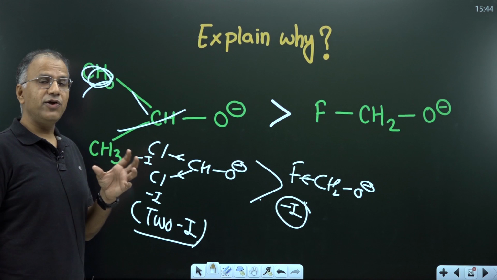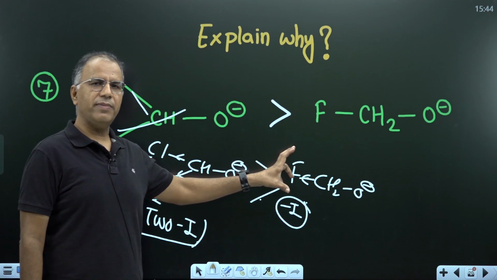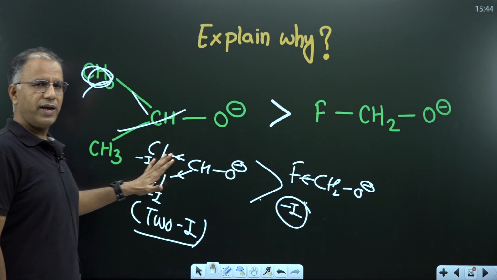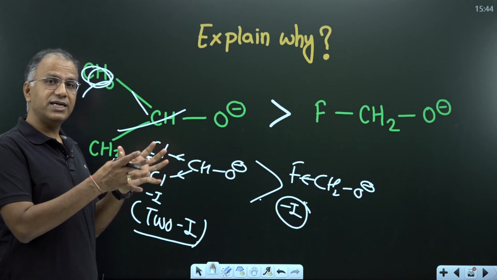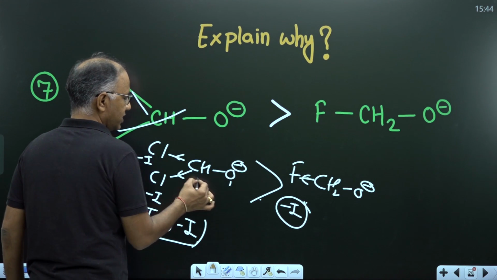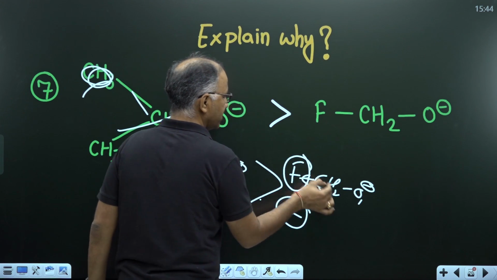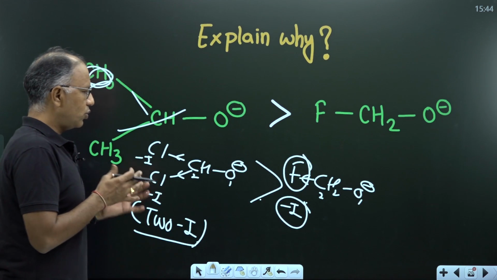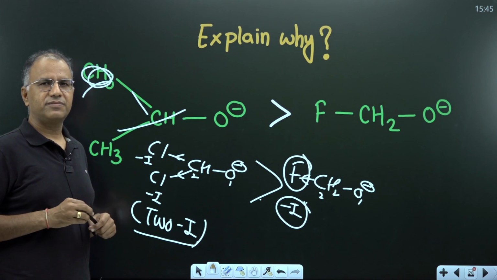Inductive effect is an additive effect, meaning 2 minus I effects dominate 1 strong minus I effect when they are placed at the same distance. The distance from this oxygen is the same. This is on the second atom, and in this case the minus I is also on the second atom, meaning the distance from the negative charge is the same. 2 minus I effects dominate 1 strong minus I effect.